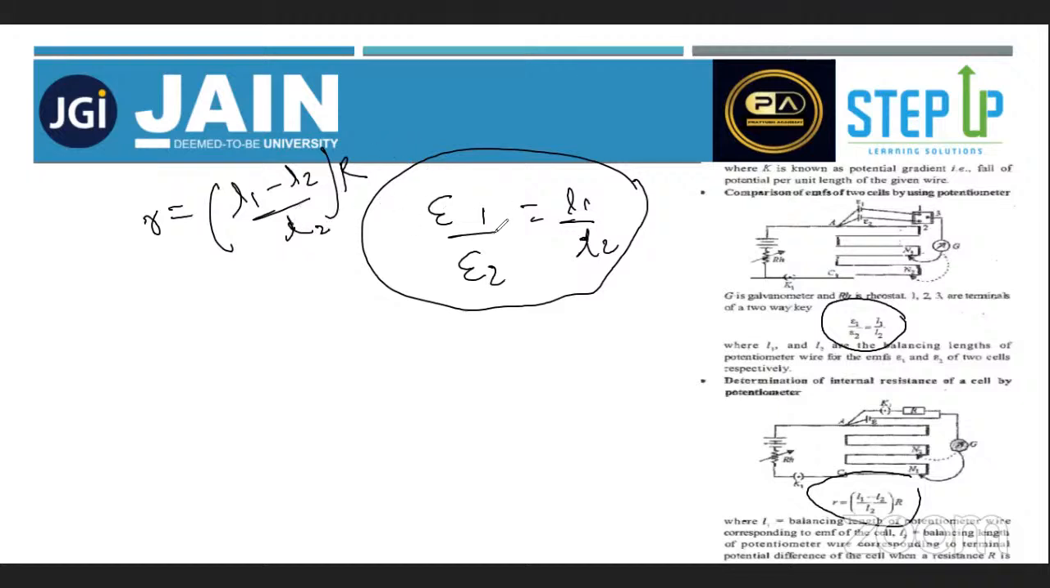This is the ratio of one EMF to the other. So basically from here we can write E is proportional to L, which we wrote previously. Using this, we can compare the EMF of two cells. If this length and this length are given and one EMF is given, we can find the other EMF, or we can find the ratio. To find the ratio of E1 by E2, we just calculate L1 by L2 from the experiment, and that will be the ratio of E1 to E2.